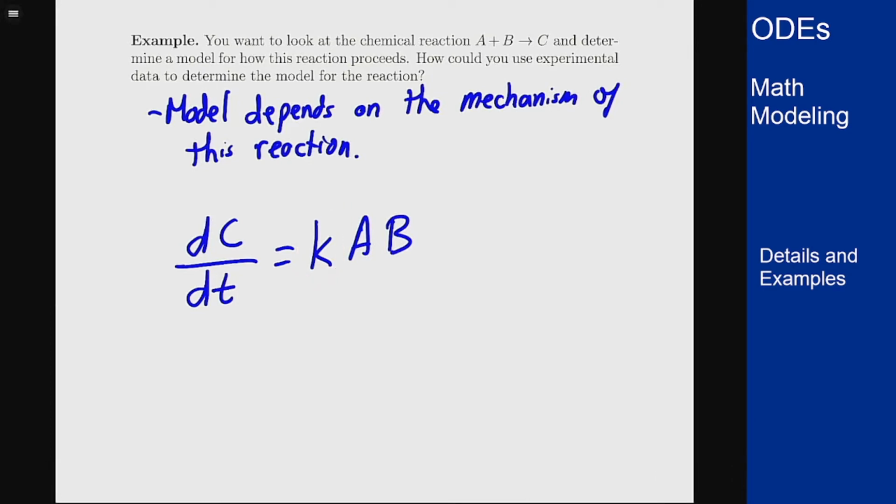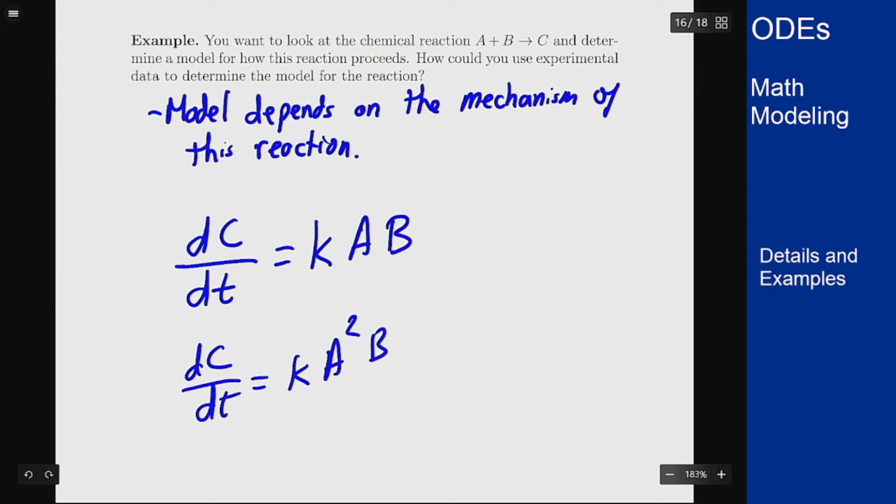Now, if, for instance, you need two A's to come together with a B to become C, you might see something instead like dC/dt is K times A squared times B. The general idea is that the number of A's and B's that must come into contact to make this reaction happen is represented by the products or powers you see here. Because if you're thinking in terms of concentration, the likelihood of an A and a B coming into contact should be proportional to both the concentration of A, how many A's there are, and how many B's there are, because they have to collide to make this happen.